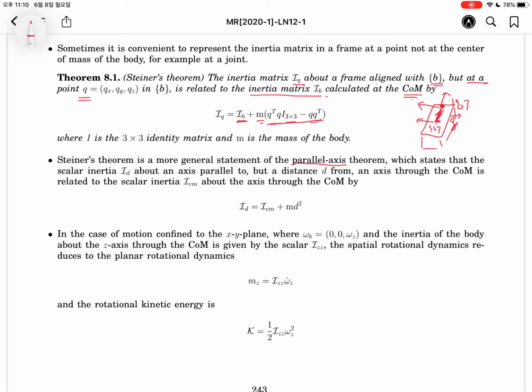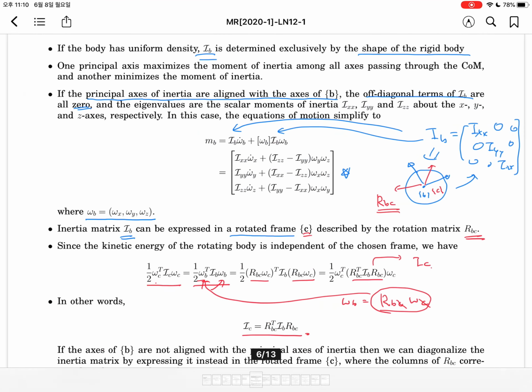Okay, it is called Steiner's theorem. Later, Steiner's theorem and the rotated frame inertia can be combined into one equation. But now we are presenting the two independent rules. The first one is about Steiner's theorem. The other one is about the rotational moment of inertia.